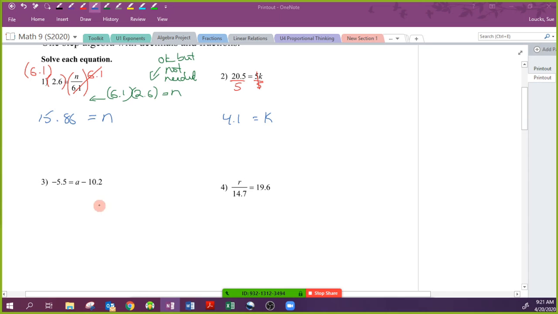On question 3, one person, I can't remember who, switched things around and didn't show me how they did it. And don't do that, okay? Show me that you added 10.2 to this side and you added 10.2 to this side. And then if you want to write that on this side, you have negative 5.5 plus 10.2 equals A, this is again okay, but not needed.